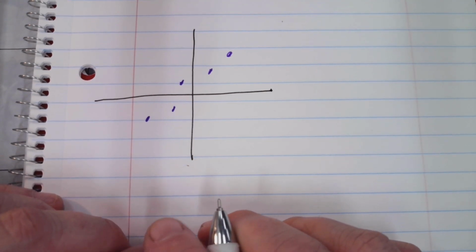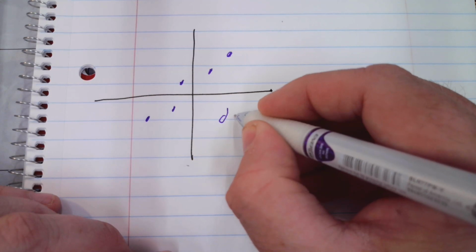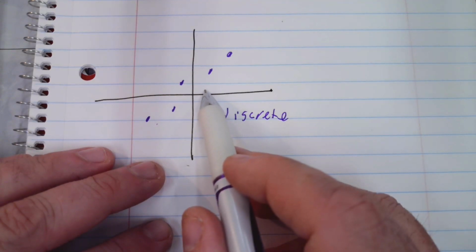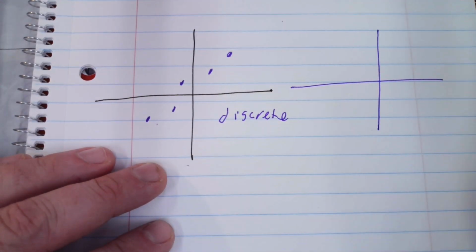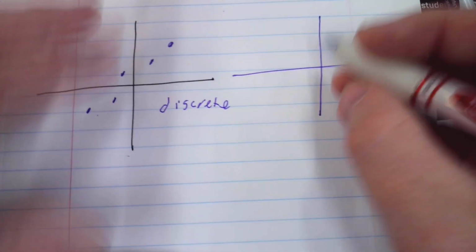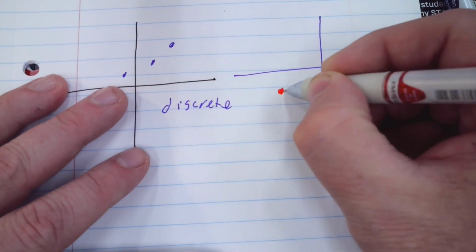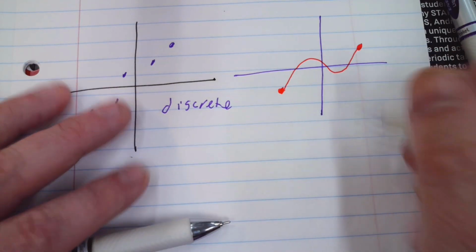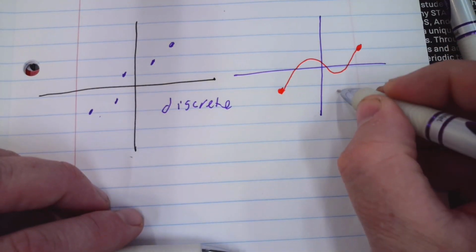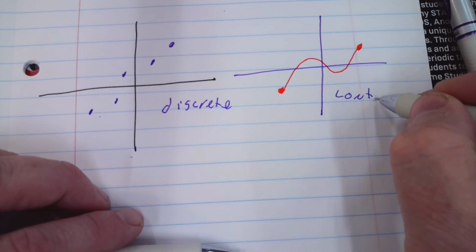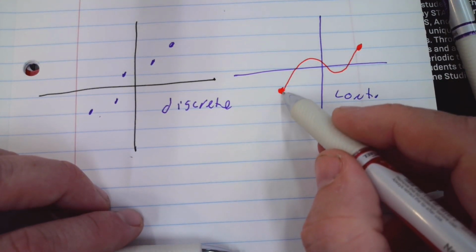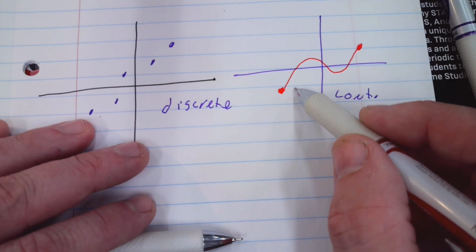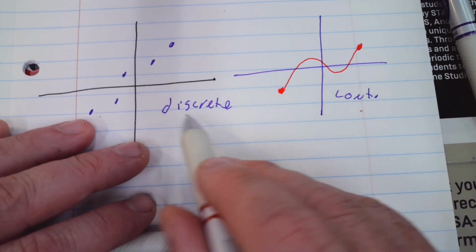What is it? It's discrete. I have individual points. Do you see them? And I bet you can guess what this one's going to be. What is it? It's continuous, right? And basically, I have endpoints, sure, that's okay, but this line represents all the points in between these 2 points, right? So this is continuous, this is discrete.